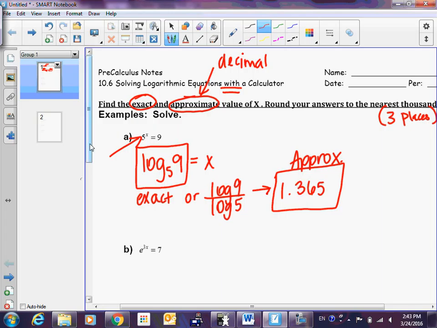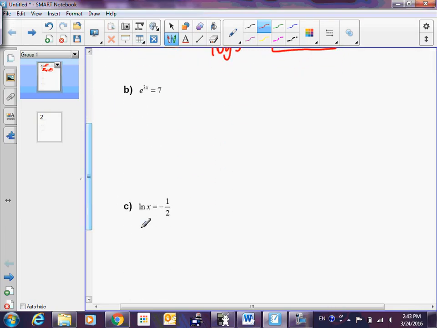All right, so let's look at B. Let's do the exact answer first. Again, we're going to rewrite this as a log. So we would do log base e of 7. Drop the base to the base of the log, cross to 7, and that equals 3x. Is there another way we can write log base e?